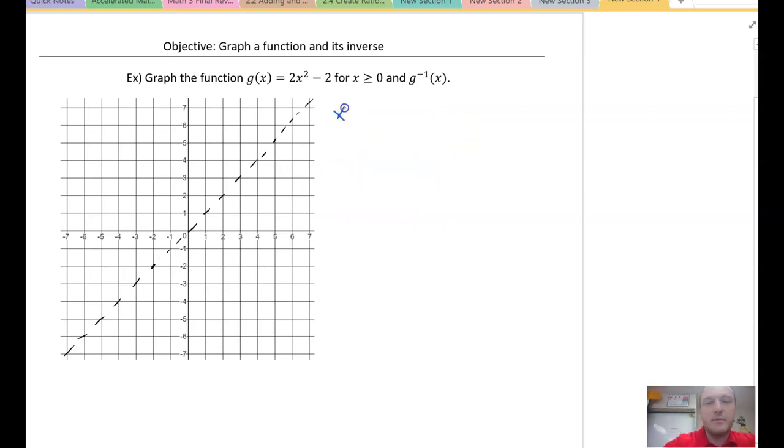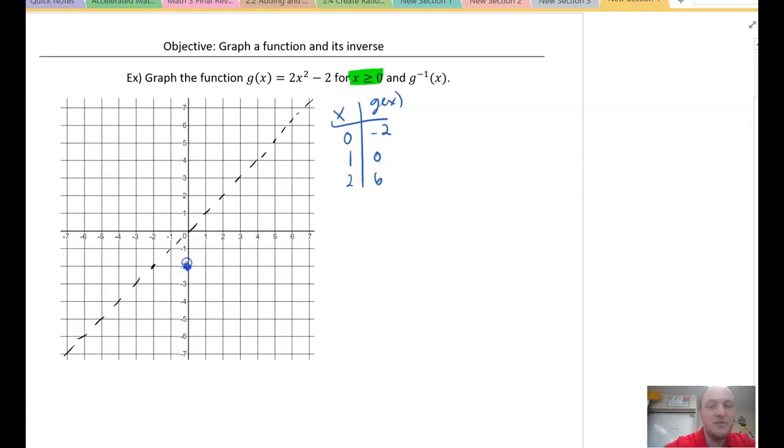Now step 2, I'm going to make a chart, x and then g of x. I'm going to plug in whatever value they tell me to plug in first. Here again it is x greater than or equal to 0. So I plug in 0. 0 squared is 0, times 2 is 0, take away 2 is negative 2. Now I'm going to do the same thing with 1. 1 squared is 1, times 2 is 2, take away 2 is 0. Next, I'm going to plug in 2. 2 squared is 4, times 2 is 8, minus 2 is 6. And I think that's about as far as we're going to get with values.